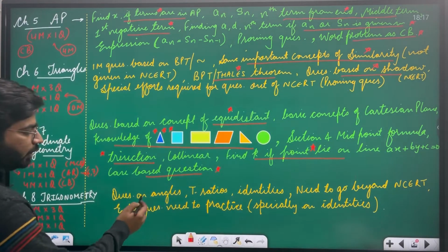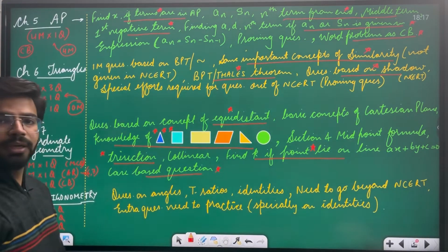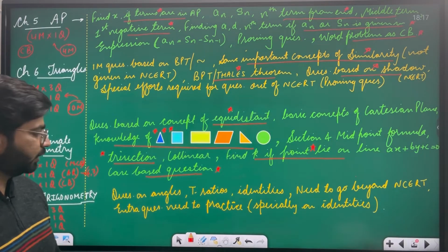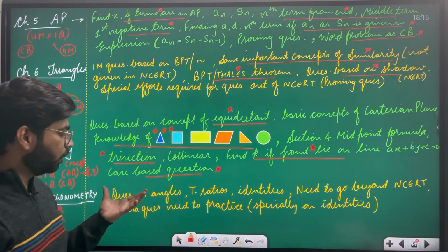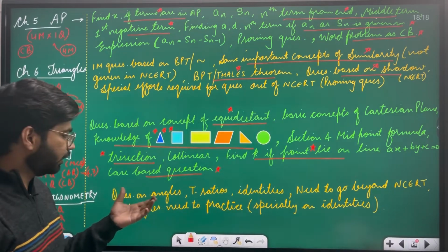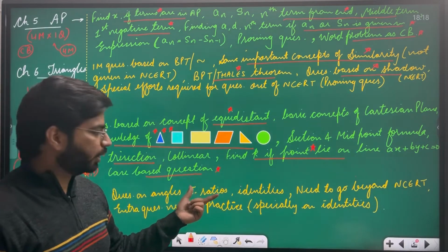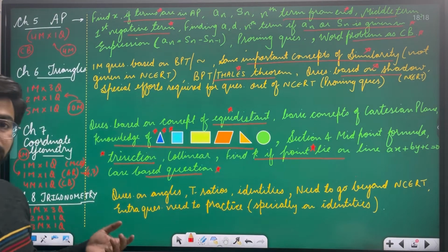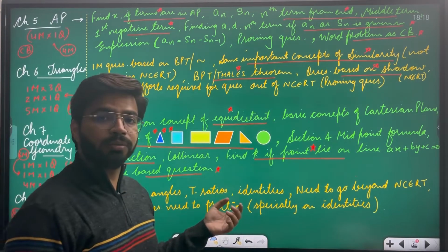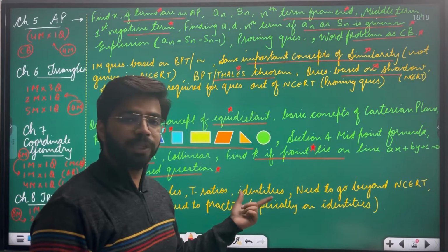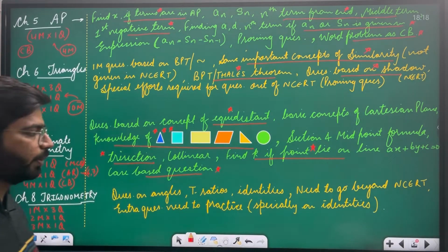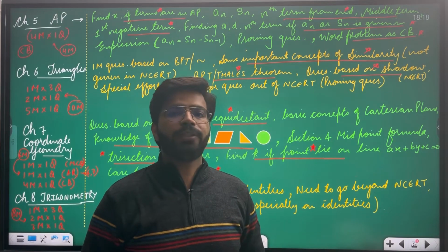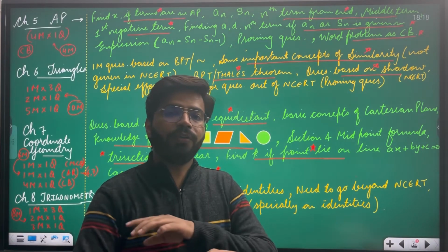Now question on angles. As we have the exercise 8.2 on angles 30, 45, 60, 90, 0 degree, a question on that may come for 1 mark. Then trigonometric ratios are also important for 1 mark, because we have 3 questions of 1 mark. Then identities based questions, obviously that will be the 3 mark question, and you need to go beyond NCERT. Yes, for identity based questions you have to go out of NCERT.